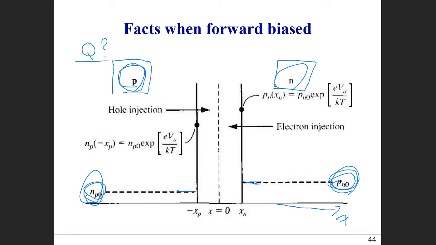And then the other thing, as you can see here, is that if I give you the bias, then you can actually calculate the carrier concentration, especially the minority carrier concentration, at the edge of the depletion region, right? So using this equation. Okay, so that is also an important concept. It's good.